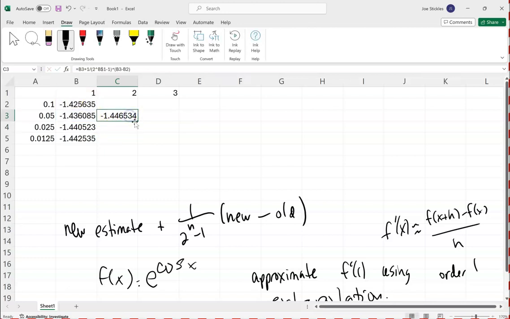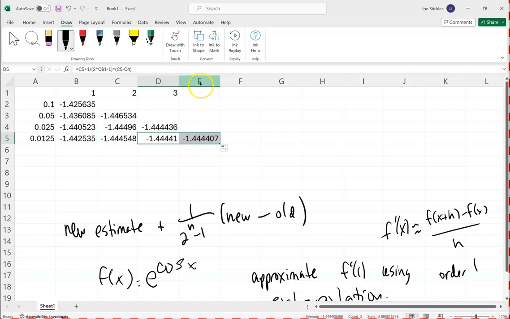Now we're all set up to copy and paste, right? So these were our order 1 approximations. Here's our order 2 approximations. If I just take these two and copy it over one more, that's order 3. And then if I just take this one and copy it over one spot, I now have an order 4 approximation here. I'll just label it.